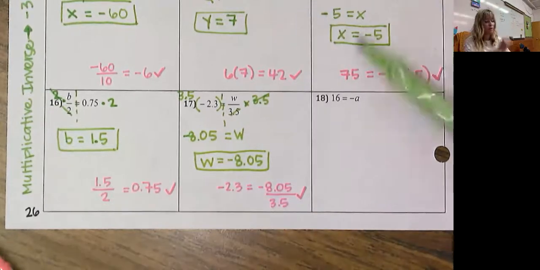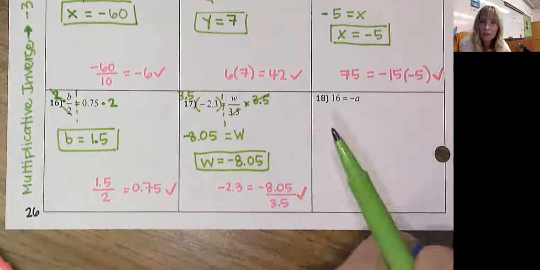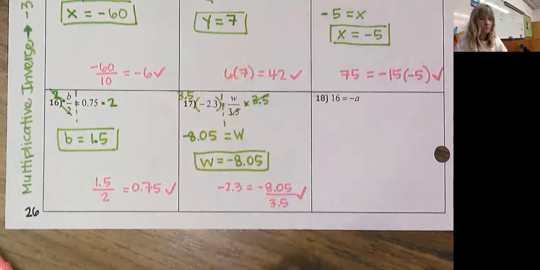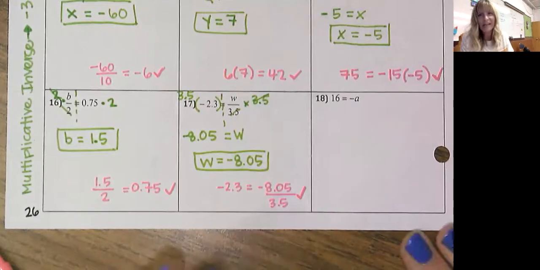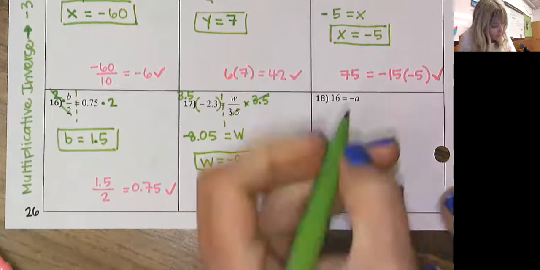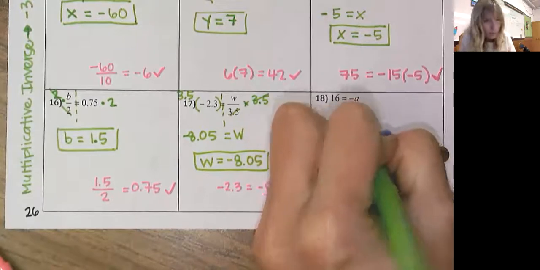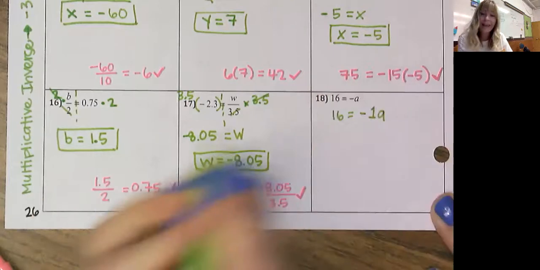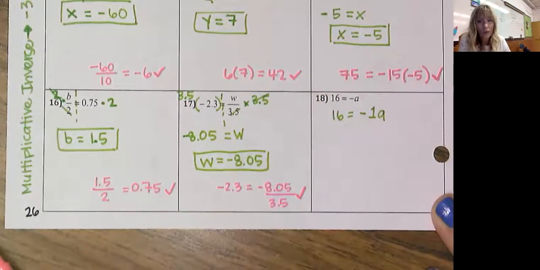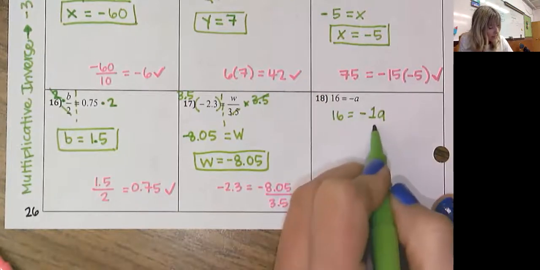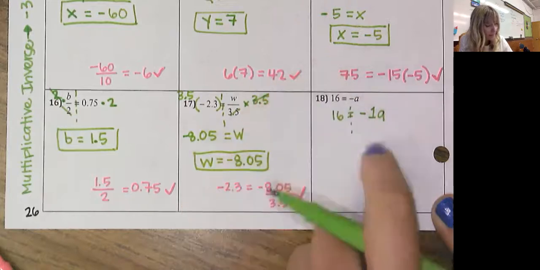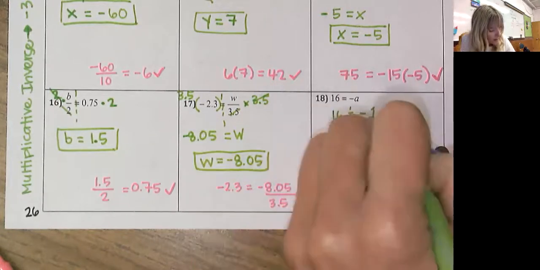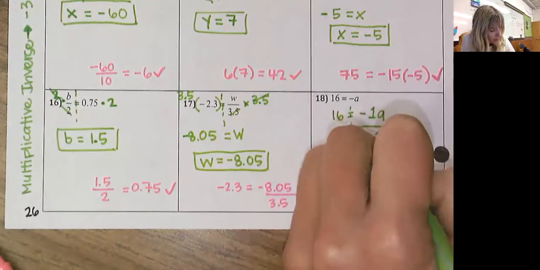Okay, number 18 is weird. A lot of students look at this and go, wait, okay, I see the variable, but there's nothing with it. There's just a negative. What's that negative? I'm going to rewrite this. Ready? 16 equals. Isn't that really negative 1a? There's a negative 1 there. And if it's stuck to the variable, that means it's being multiplied. And if they're multiplying it, I'm going to do the inverse and divide it.